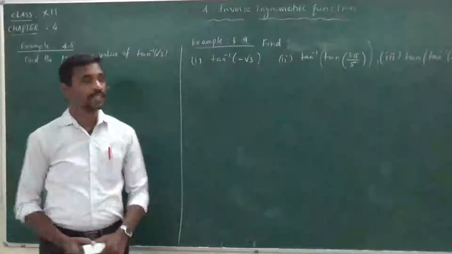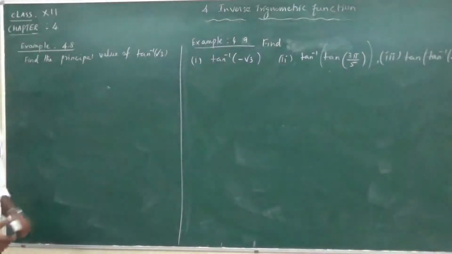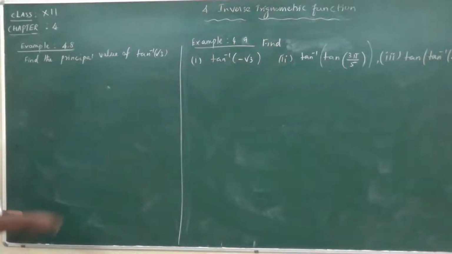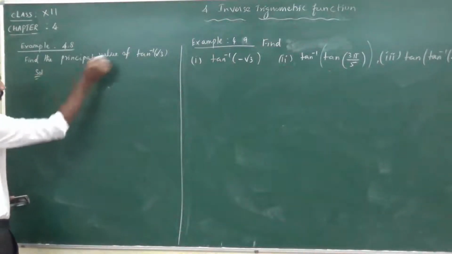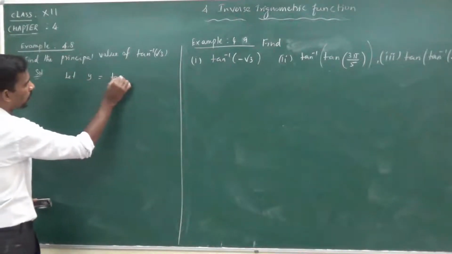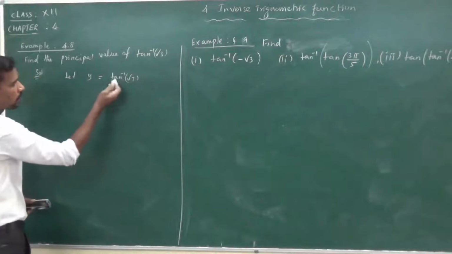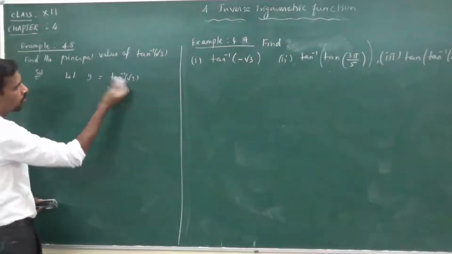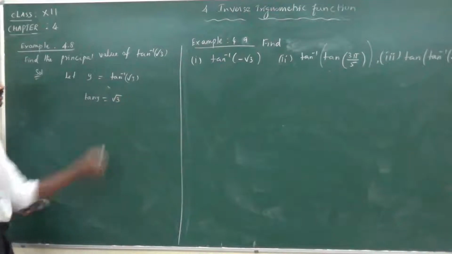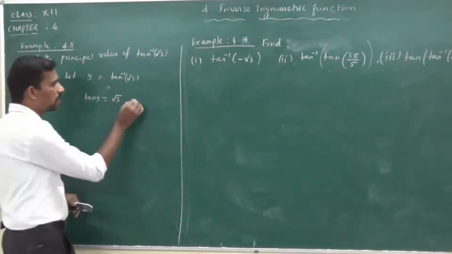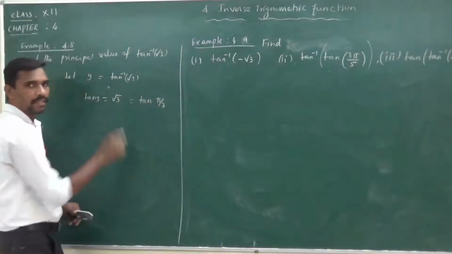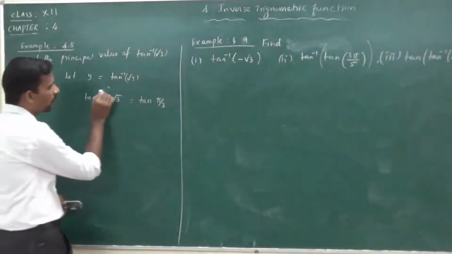Okay? Thank you. Next one, this is example 4.8. Find the principal value of tan inverse of root 3. Okay? Solution: take the given question as y, where y is equal to tan inverse of root 3. So tan y is equal to root 3. So, we know very well, tan 60 degrees, tan pi by 3 is nothing but root 3. So we can equate this one.